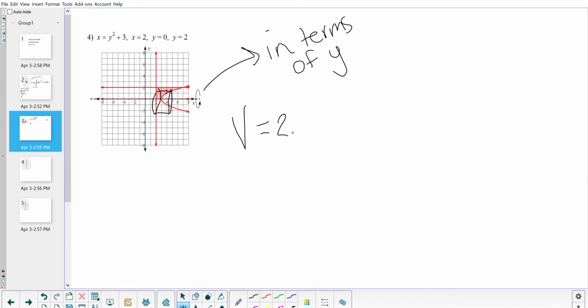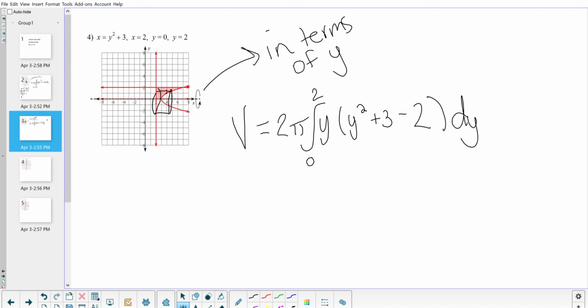Volume would be 2 pi. If it's around the x-axis and we're doing it in terms of y, you're going to go from 0 to 2, it looks like. Those are y values. And then the radius is always the variable you're doing this with respect to. So it's always going to be 2 pi and then x or y, depending on which variable you're doing it with respect to. So always y, that's the radius, and then times the height. The height is again this y minus, or right minus left idea. So y squared plus 3 is on the right, minus x equals 2 is on the left, dy.